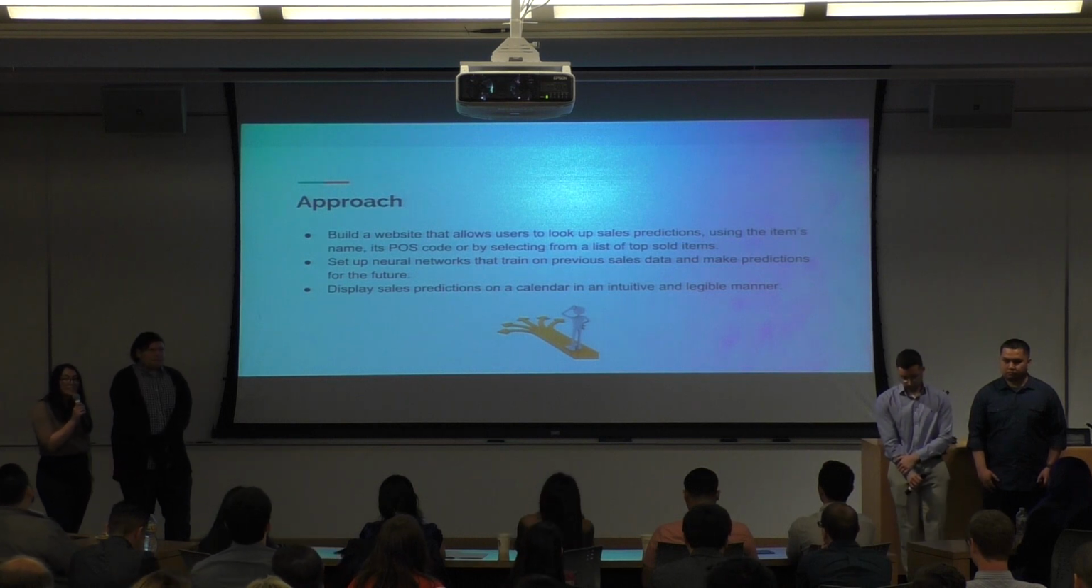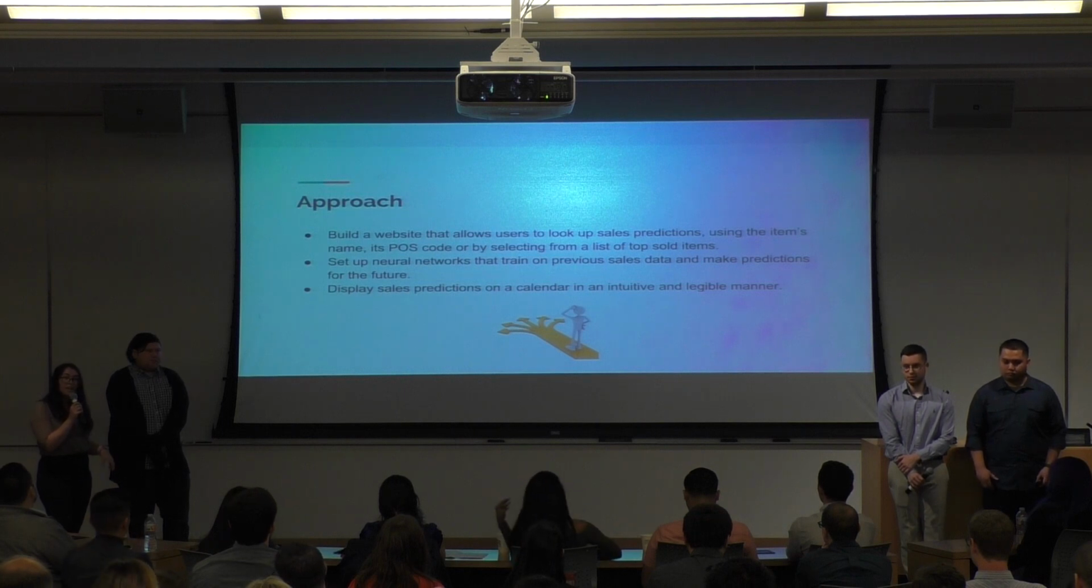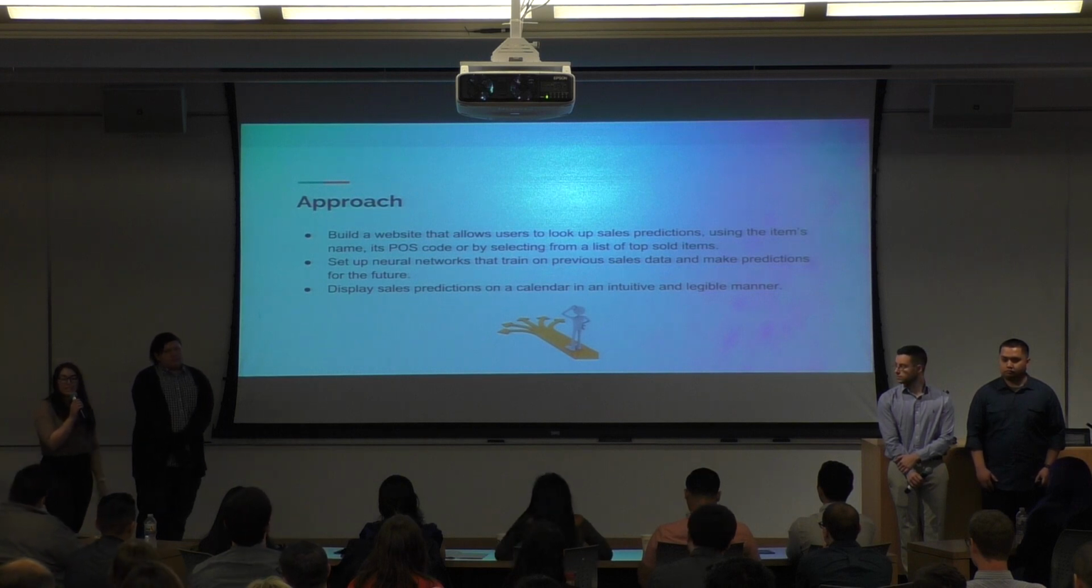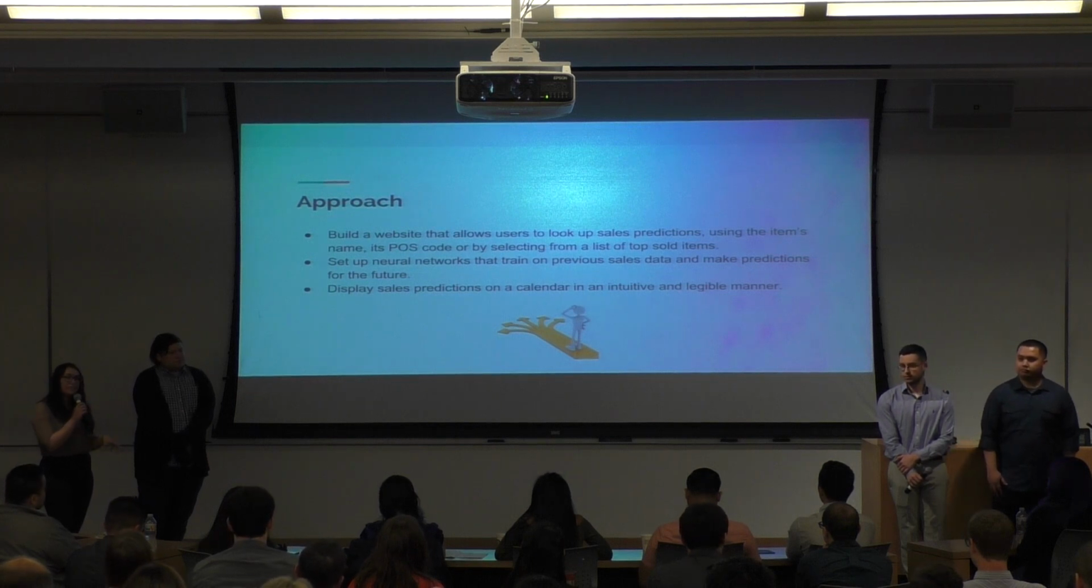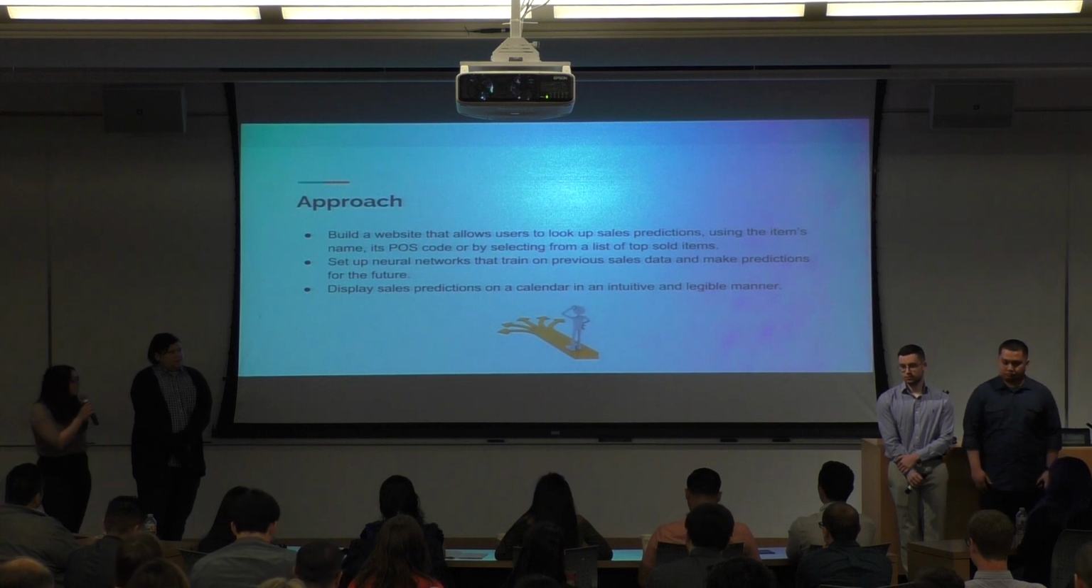Let's say you make a prediction on one of the items. It sets up a neural network that trains on previous sale data for that item, and the prediction is returned for the quantity that will be needed for the restock. Last but not least, it will be presented in an easy-to-read calendar for the user to see.